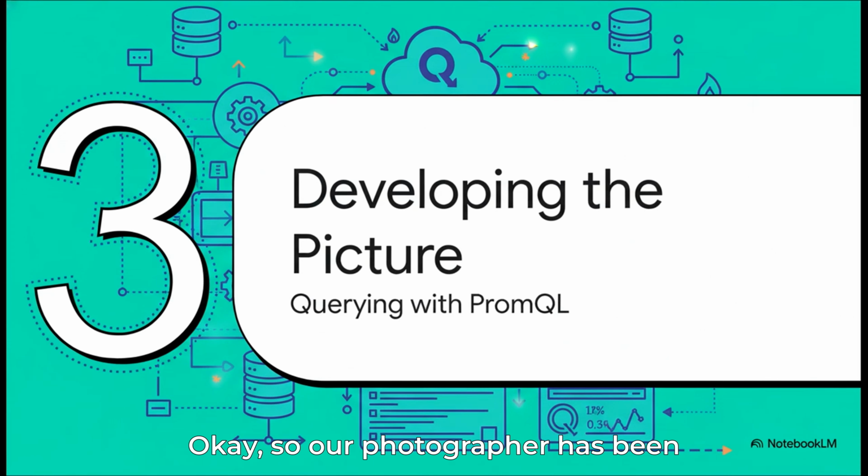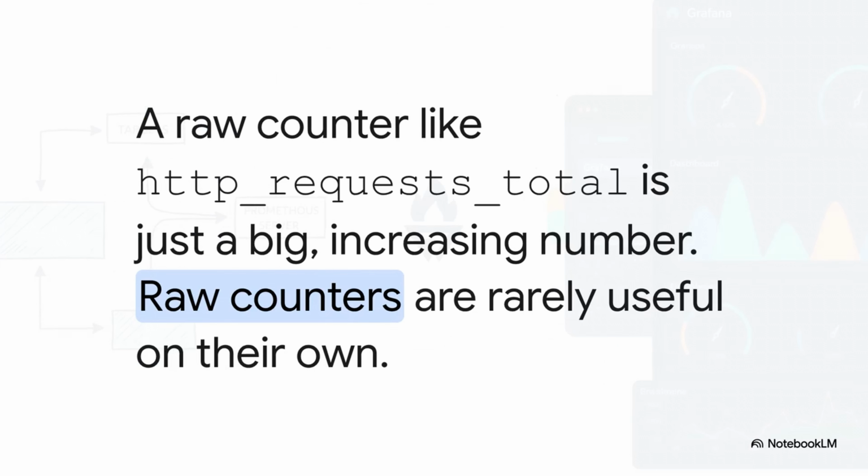Okay, so our photographer has been busy, and our camera roll is full of snapshots. But a folder full of raw photos isn't very useful, is it? We need to develop them into something meaningful. In the Prometheus world, we do that by asking questions with its query language, PromQL. And this is a really important point. The raw data by itself is often not what you're looking for.